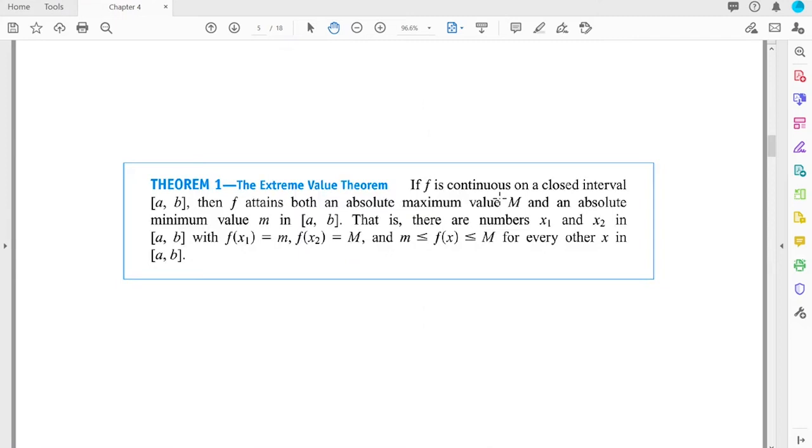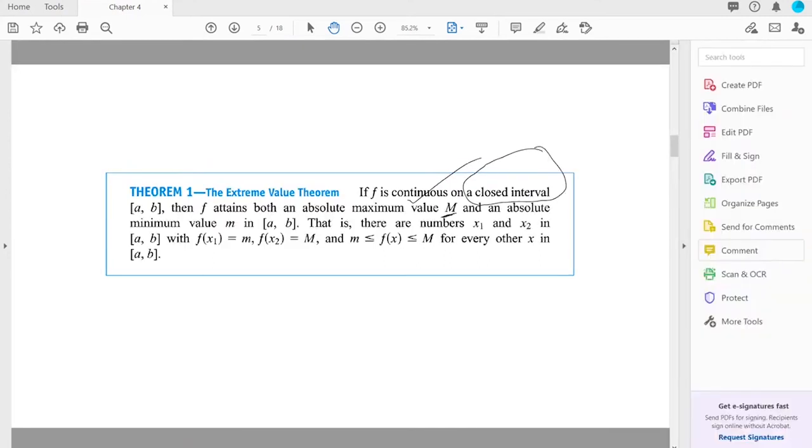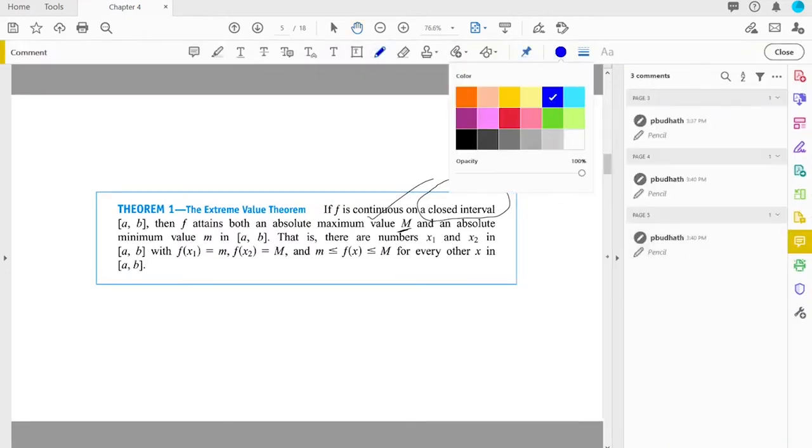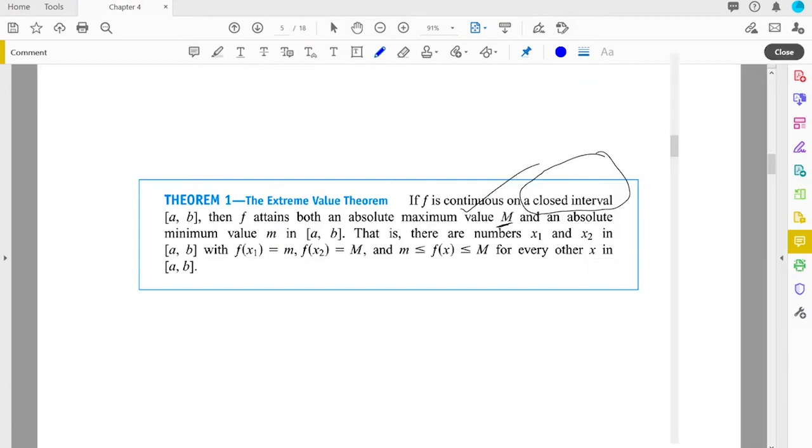The extreme value theorem: there is one theorem. It says if f is continuous on a closed interval, and remember, this is the thing you have to focus on, closed interval, then f attains both an absolute maximum value, let's say that is capital M, and an absolute minimum value, let's say that is small m, and the rest of the values of that function would be in between the maximum and minimum values.